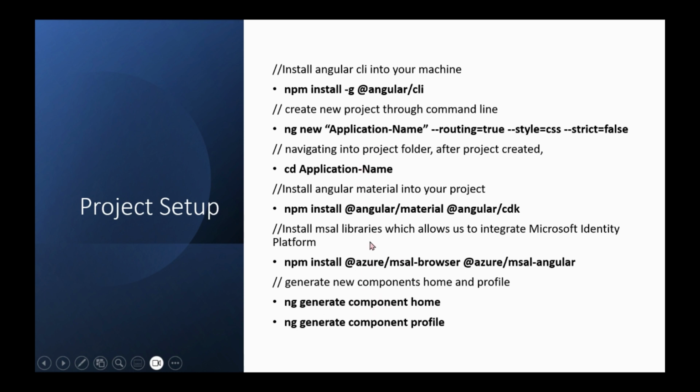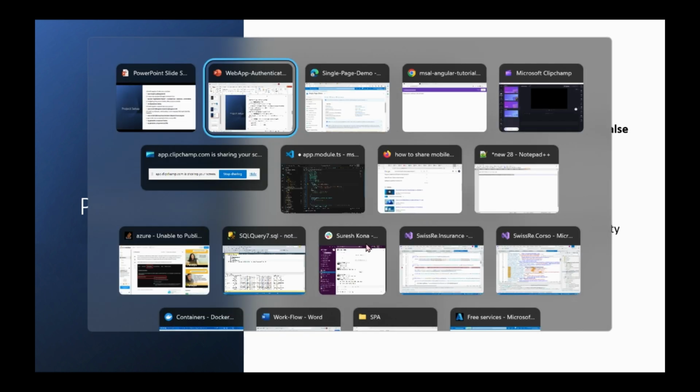Friends, I'm not showing all these commands in this demo. In this demo, our aim is how to integrate the Microsoft Identity Platform into our single page application. Once the user is logged in successfully, we can call the Graph API and fetch the profile information of that user. That is the purpose of this demo. Next, we will see the application code. Okay, we'll go through our application code.